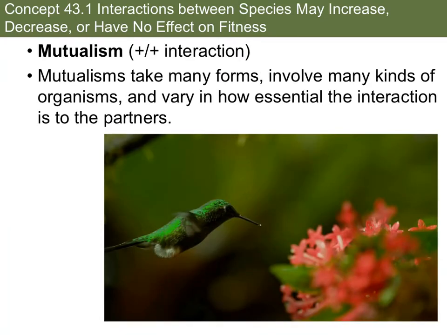In mutualism, there is a positive interaction, and it takes on many forms and involves many kinds of organisms. There are different levels of mutualism based on the relationship and whether one organism can survive without the other. So we have here a hummingbird that is drinking the nectar from plants, and the plants benefit because now the hummingbird will pollinate other plants of the same species, and the bird benefits because it's getting to drink the sugar water, the nectar, which is necessary for energy and survival of the bird.